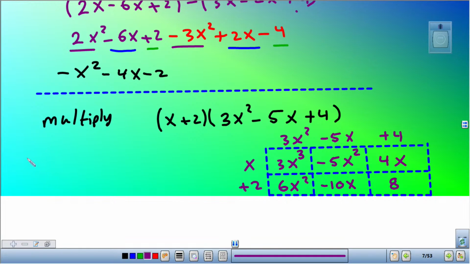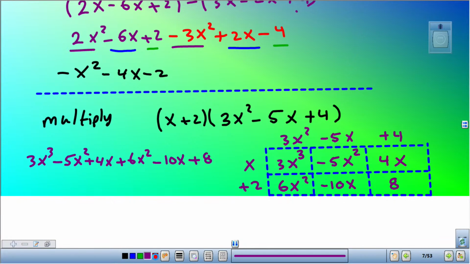So it's going to be 3x cubed minus 5x squared plus 4x plus 6x squared minus 10x plus 8. Did I get all of them?